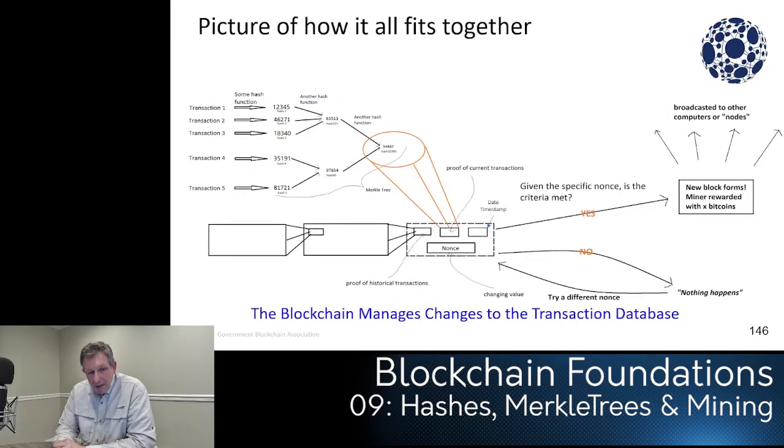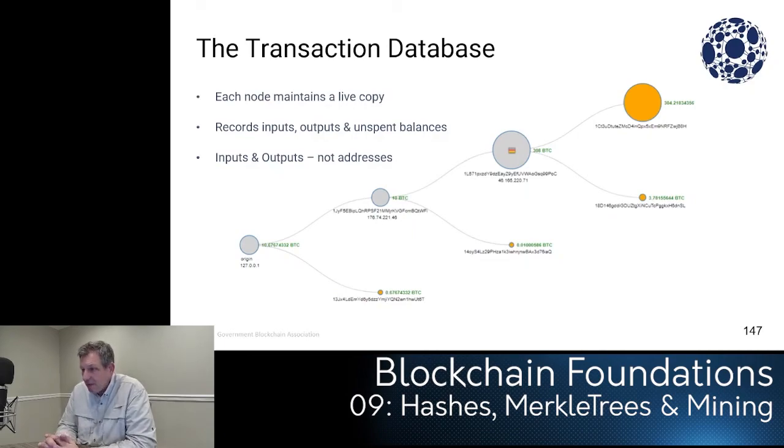Now, the blockchain and the nonce and the hashing and all that stuff, all that does is tell us whether or not we can trust the blockchain. But remember, all of those transactions are hashed, so we can't read them. We can't use this to determine how many Bitcoins are in a particular address. For that, we have something called the transaction database.